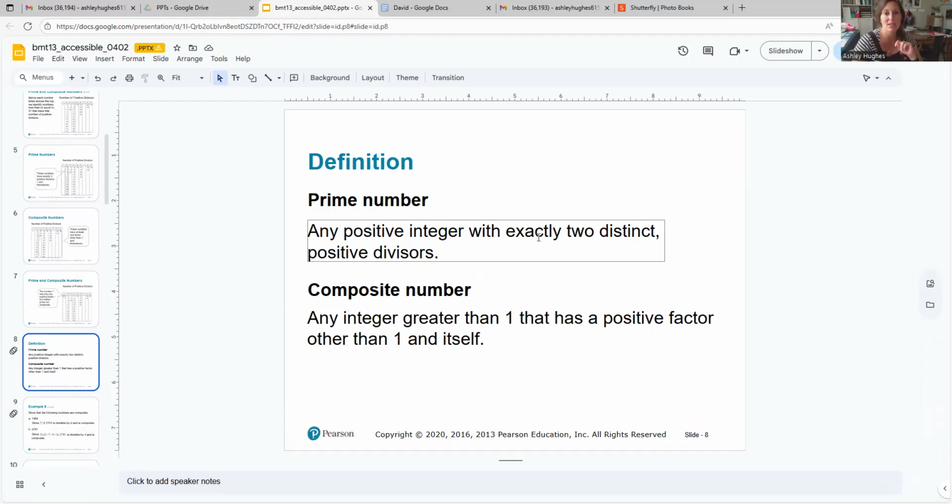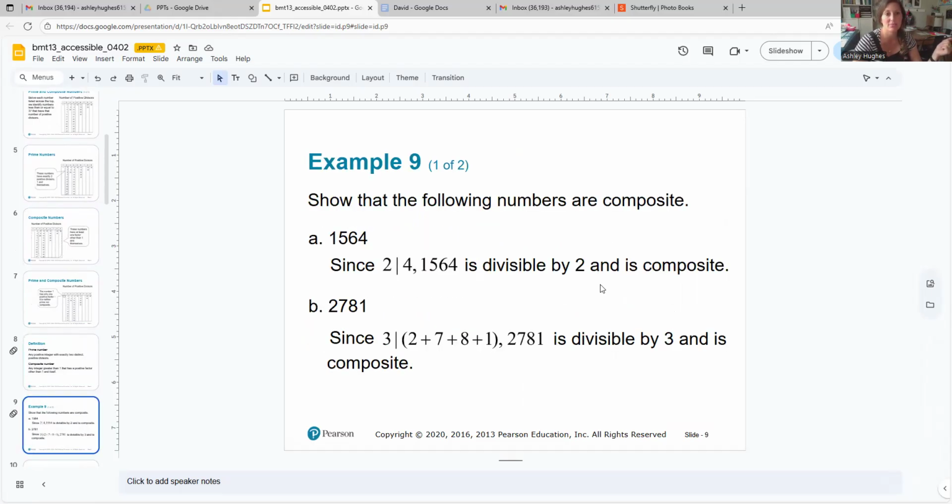A prime number is any positive integer with exactly 2 distinct positive divisors. And a composite number is an integer greater than 1 that has a positive factor other than 1 and itself. So show that these are composite numbers.